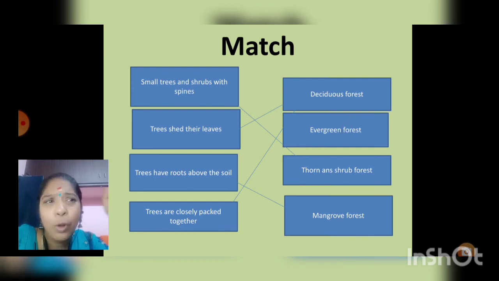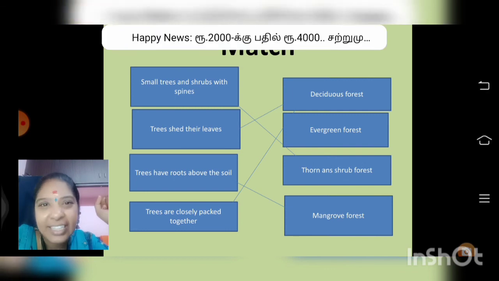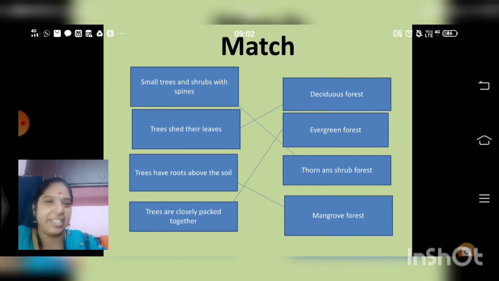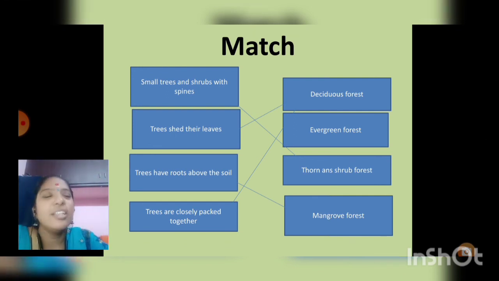Can you find one forest that is missing in this match? Yes, what is it? Yes, the right answer is mountain forest. Mountain forest is a place where it will be very cool and chill. So this mountain forest is missing in this match.